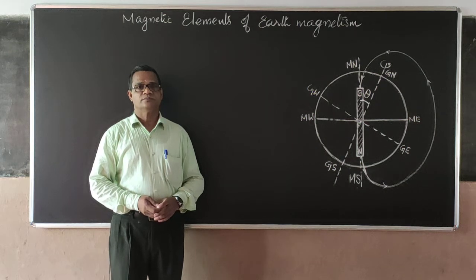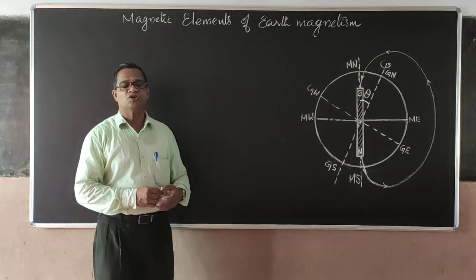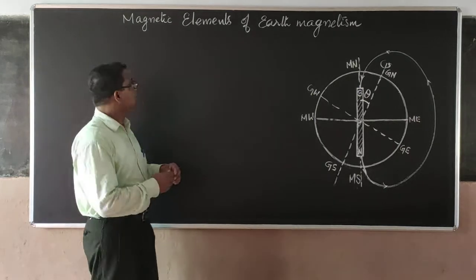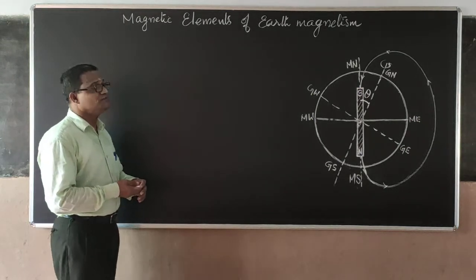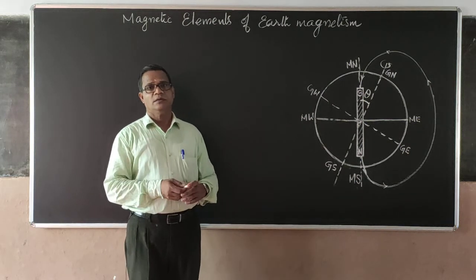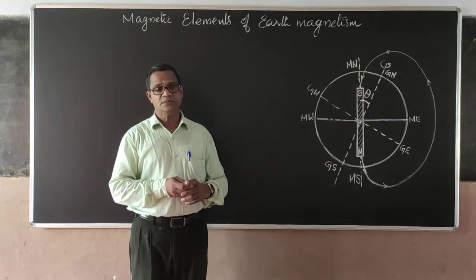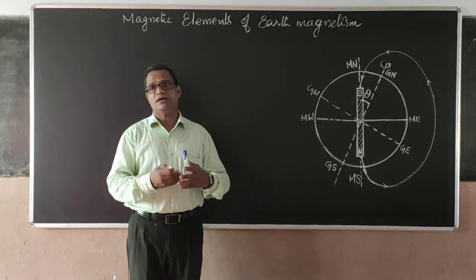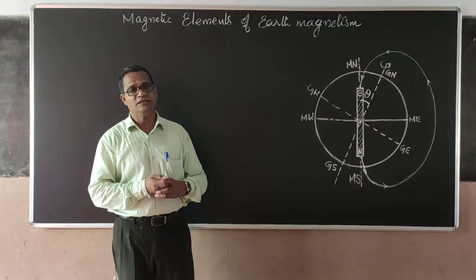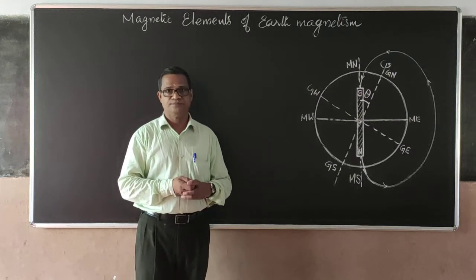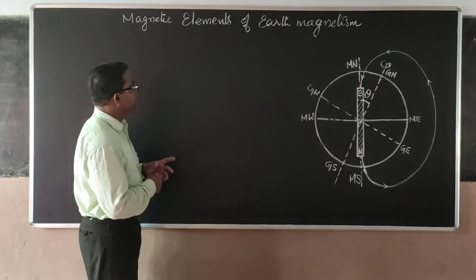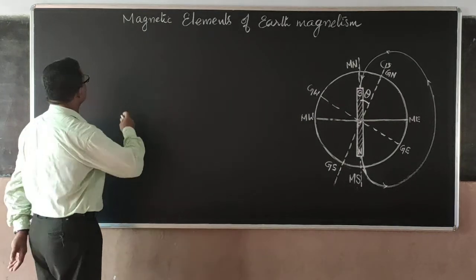Hari Om. We continue with terrestrial magnetism. Now we discuss something called magnetic elements of Earth's magnetism. Actually, they are the physical quantities which give the magnitude and direction of the Earth's magnetic field at a place. There are basically three physical quantities coming under these elements.